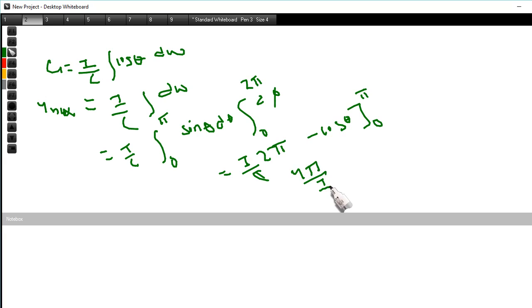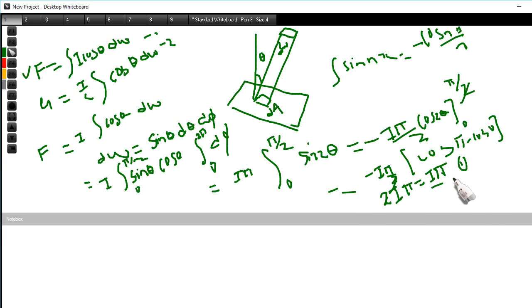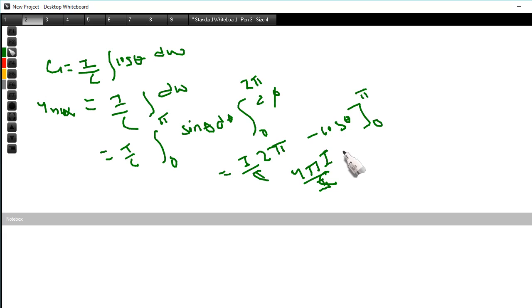So I by c times 4 pi. Previously we just took out I pi, and I pi is the flux density, so in place of I pi we can write F. That is 4 by c into F, because F is the I pi. So this is how we got the maximum energy density.